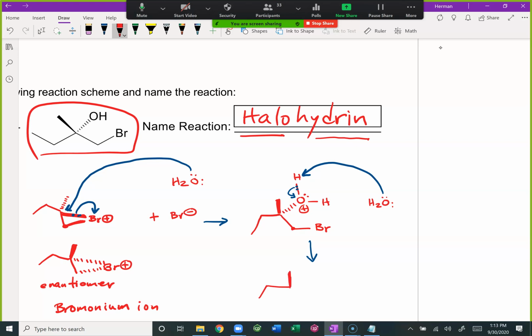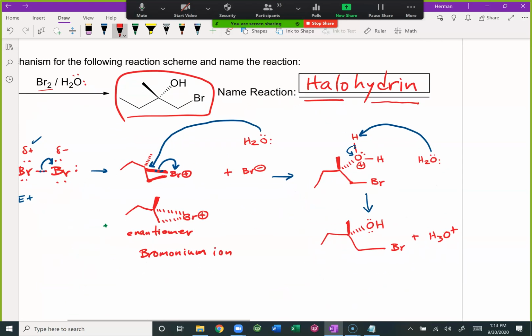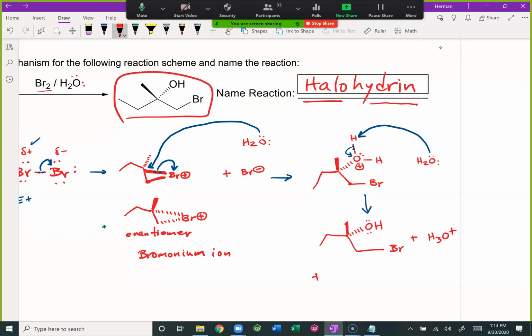So you will be making this, where the OH is free now. It has two lone pairs. And you have made the bromide underneath plus H3O plus. All right, very good. You've done this plus the enantiomer.